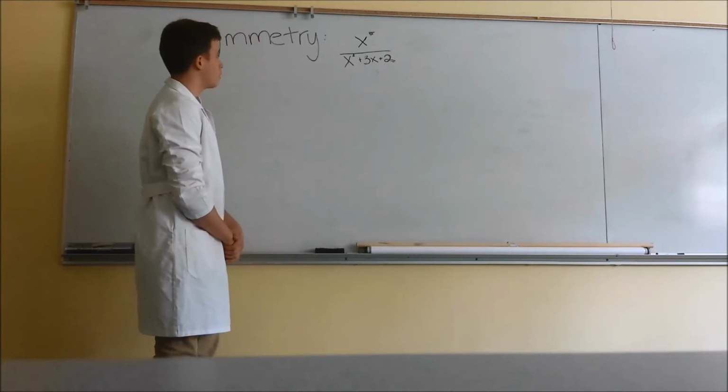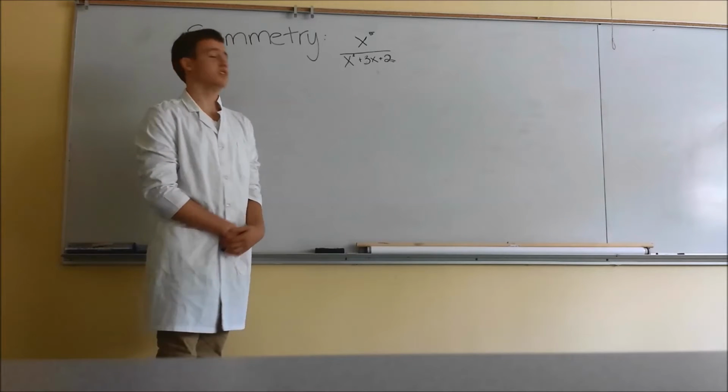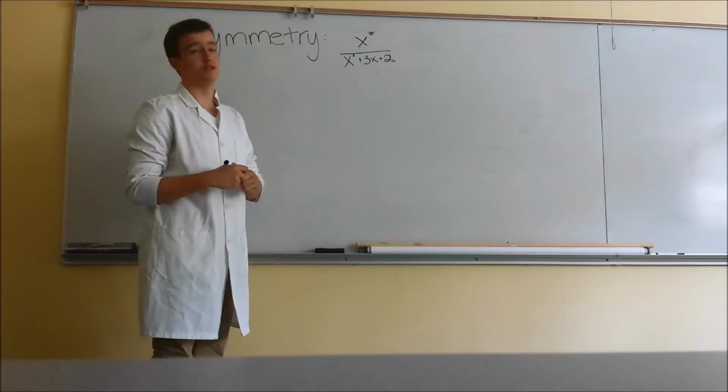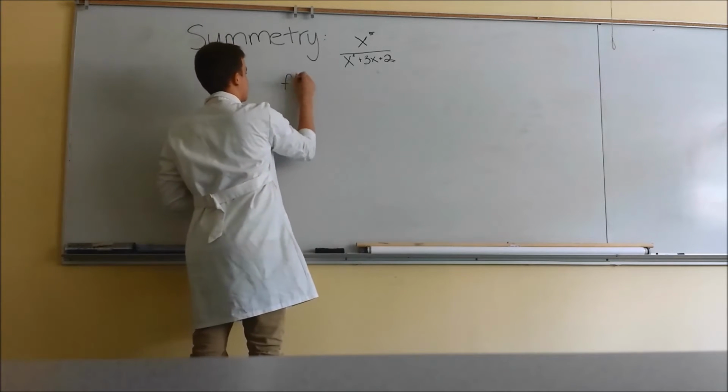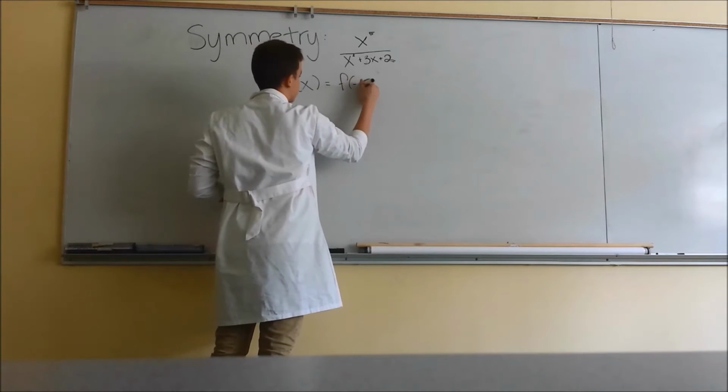Okay, so now we're going to be finding the symmetry of our function. And if you need a quick reminder on how to find the symmetry, you can go ahead and click here, and you'll be taken to a quick little review video. So f of x equals f of negative x.